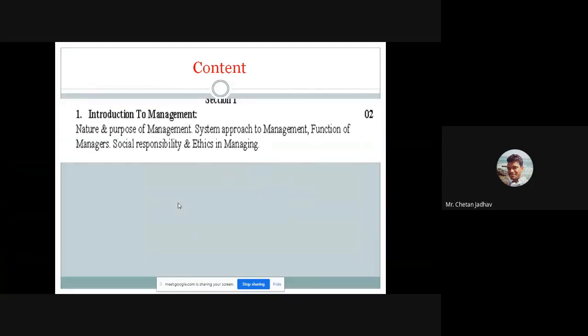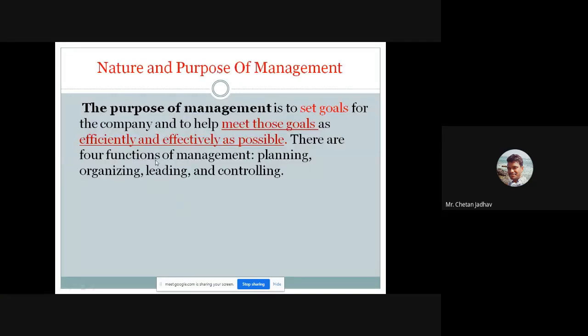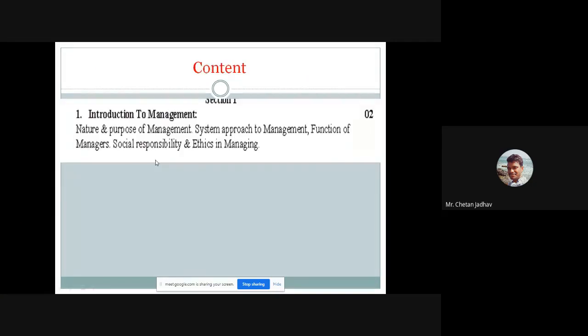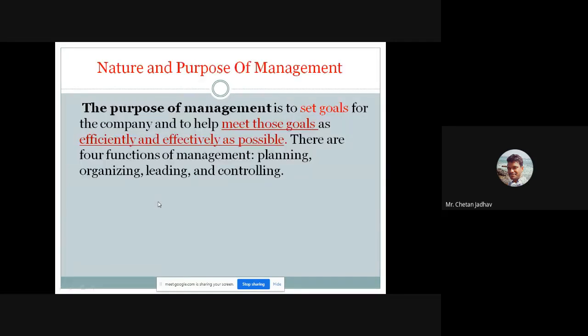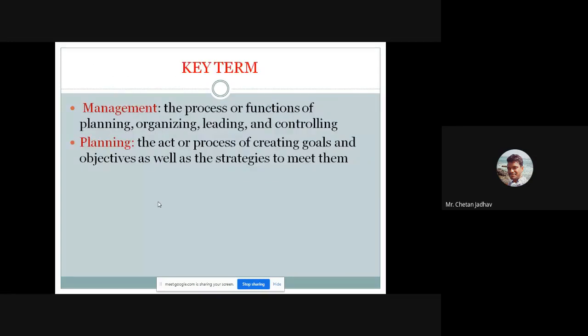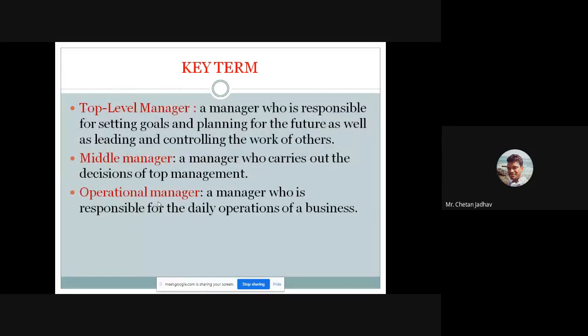As per the syllabus, we have seen this first part, that is nature and purpose of management, then systems approach, then functions of the managers, the types of managers and levels. We have already discussed top level, middle level, and lower level. Then we have seen some social responsibility and ethics in managing. So we have seen this first part of the first chapter in detail.